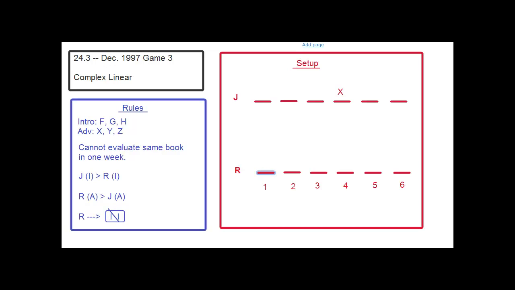Because Juarez would not have reviewed any, and he can't review any of them until Juarez reviews them. So Rosenberg would not be able to review any introductory textbooks in his first week. So we can put that down here as a bunch of no-goes, right? For Rosenberg, we know that the introductory textbooks, which are F, G, and H, Rosenberg can't review those in the first week. Let me make that bigger.